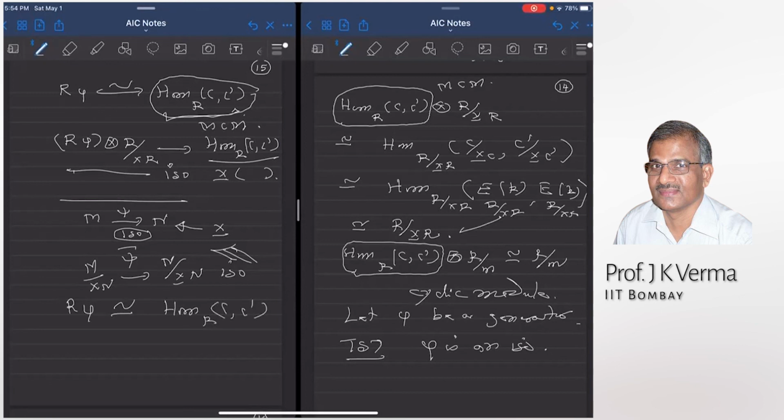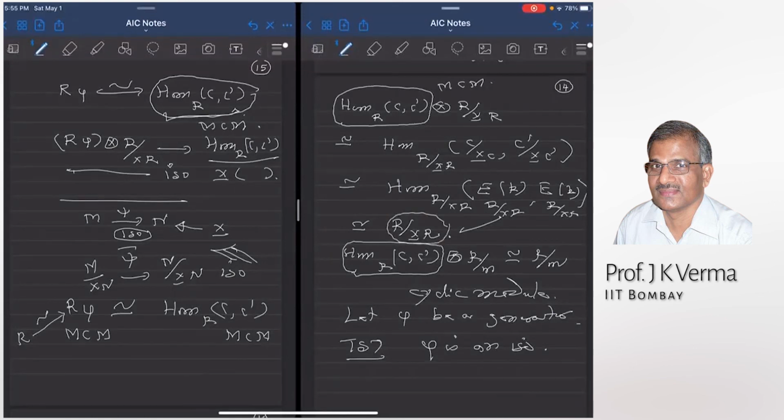Yeah. So this is also a maximal Cohen-Macaulay module, because R phi is a maximal Cohen-Macaulay module. And so that says that R and R phi are isomorphic, because after you go mod X, R and R phi become isomorphic. But this was the isomorphism.